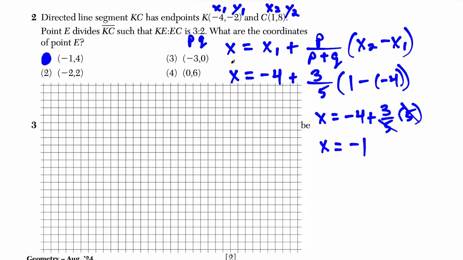Now, if you can remember this formula, then excellent. But if you can't remember this formula, then a nice way to do this would be to draw this out.